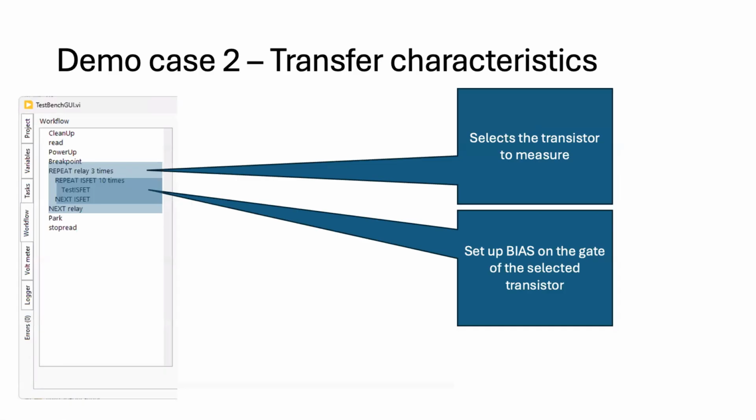And on the workflow, you can see that there is a cleanup, a power up. Again, it has the same purpose as in the previous workflow. Then there is a breakpoint, also the same purpose, to check whether the voltages, the work points, are set as intended. And then this external loop, relay loop, will switch the channels, and then the internal loop, the ISFET loop, will set up 10 different gate voltages for the tested ISFETs.